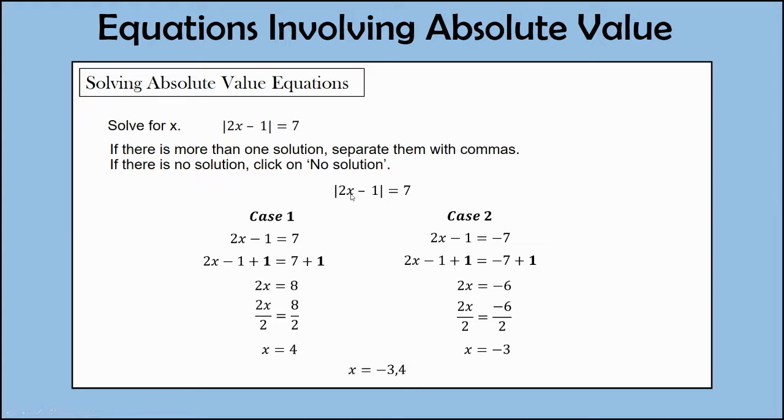Put -3 in here. 2 times -3 is -6. -6 minus 1 is like -6 plus -1. That's -7. And the absolute value of -7 is 7. So that works. Put the 4 in here. 2 times 4 is 8. 8 minus 1 is 7. And the absolute value of 7 is 7. So we have two different answers for this particular absolute value problem.